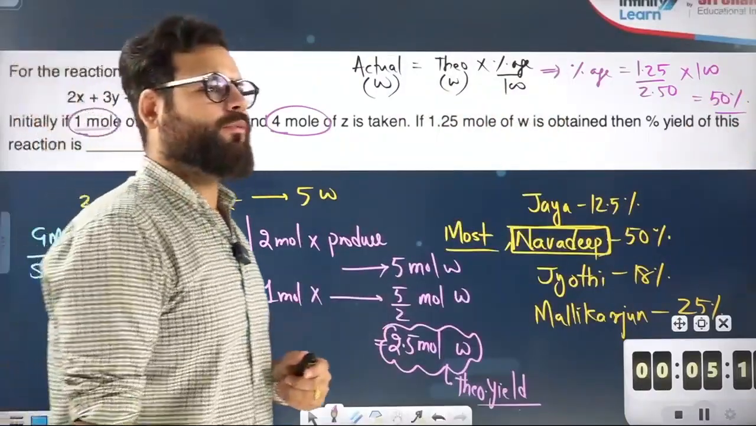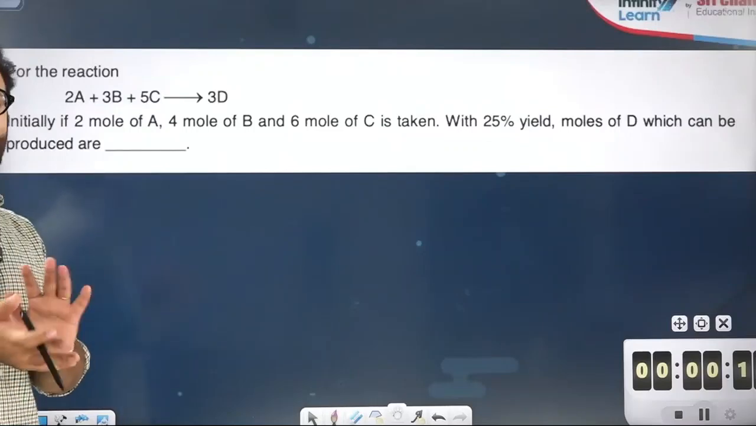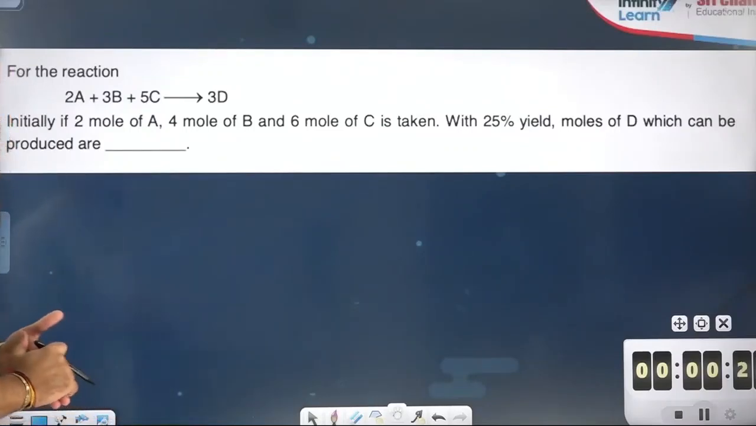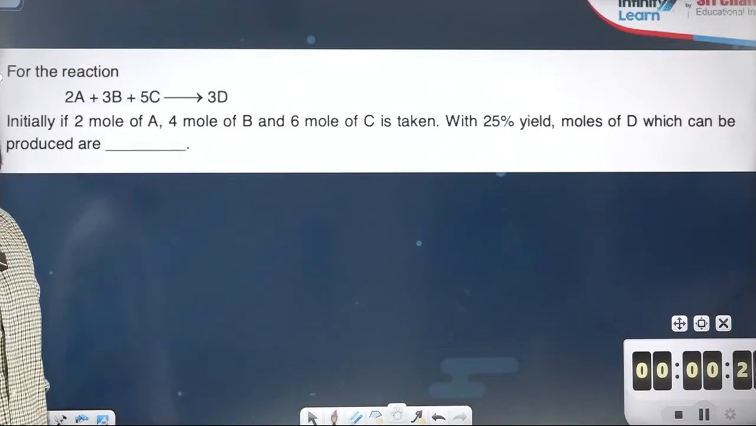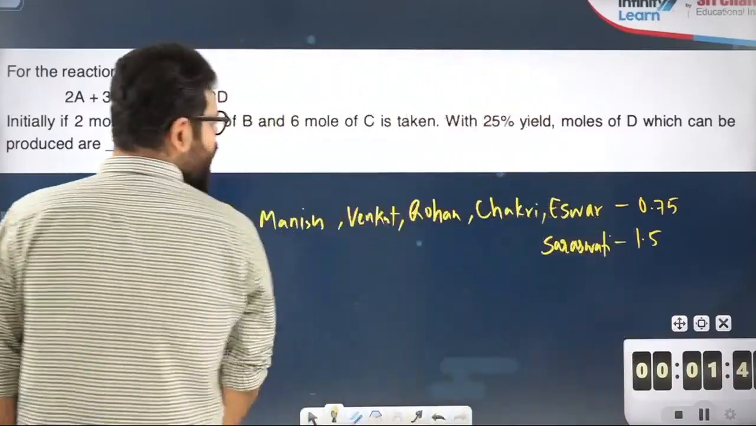Okay. Let's move to the next one. Question of a similar type, just the opposite given. Now yield is given. You have to find the product. Previously I gave you product, you found the yield. Most of you are saying the answer is 0.75.